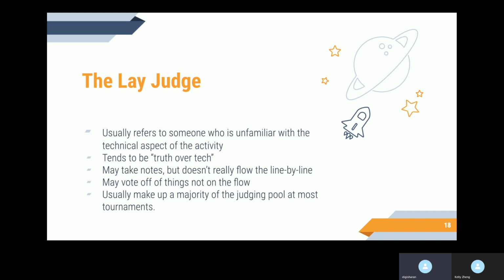This happens a lot of the time. They vote off of crossfire dominance or a concession or something that doesn't really matter in the context of the flow. There have been RFDs like, yeah, they went for 3 arguments in the final focus, they went for one. It's a little unpredictable like that, but once you get more familiar with the specific judge, you'll be able to adapt better. And these judges usually make up a majority of judging pools at most local tournaments and a lot of national tournaments.